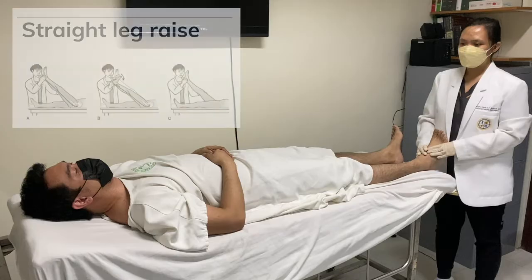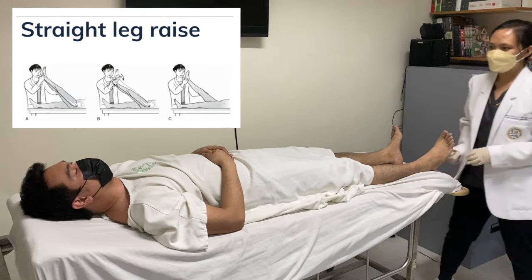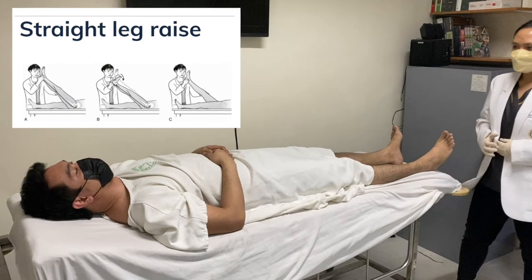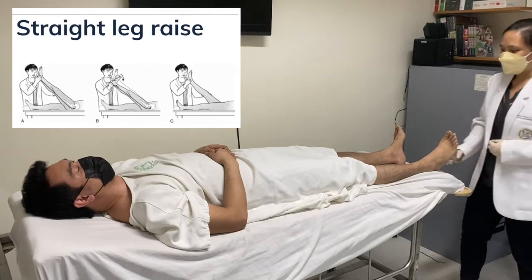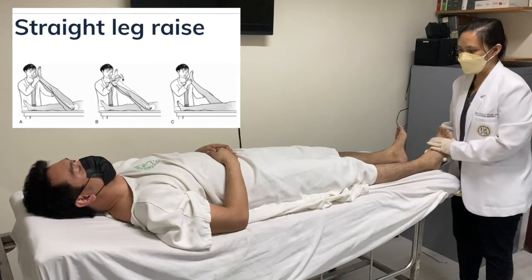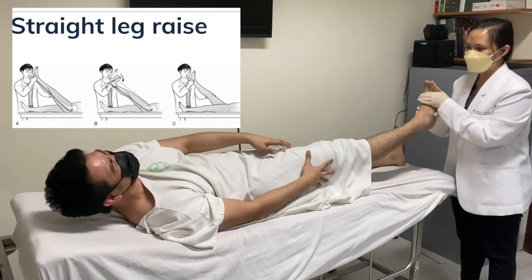And now we move on to the special tests. To test for impingement on the sciatic nerve, we perform a straight leg raise. Instruct the patient to lie supine on the exam table. With one hand, take hold of the patient's leg just above the malleoli. Place the other hand on the thigh just above the knee. Raise the leg with the knee extended.